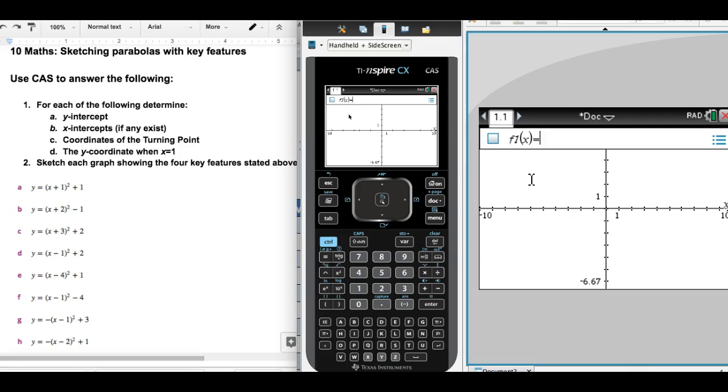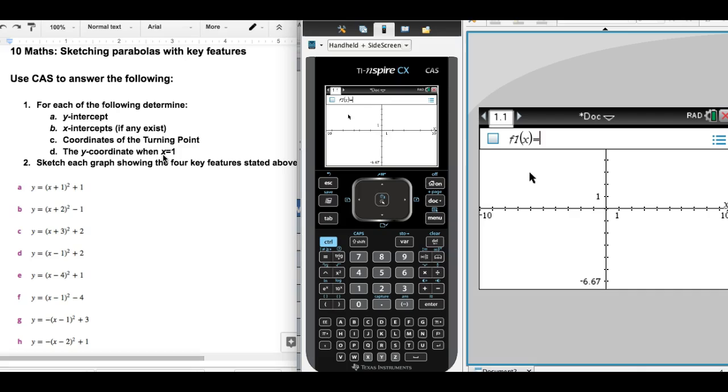All right, so for this worksheet here, you need to determine the y-intercept, x-intercepts, if there are any. So remember, not all parabolas have x-intercepts. Coordinates of the turning point and the y-coordinate when x equals 1. Now, the reason why we want to do D is because if you don't know if there aren't any x-intercepts or you don't know what they are, you do need features of the graph to help you draw your parabola.